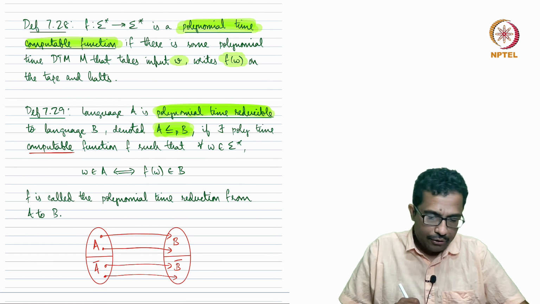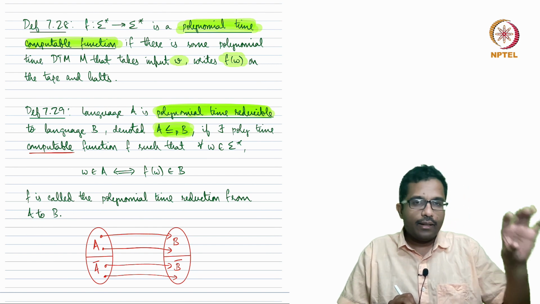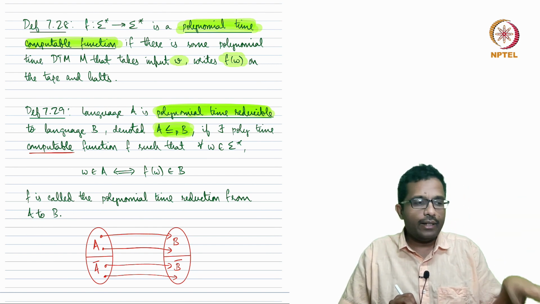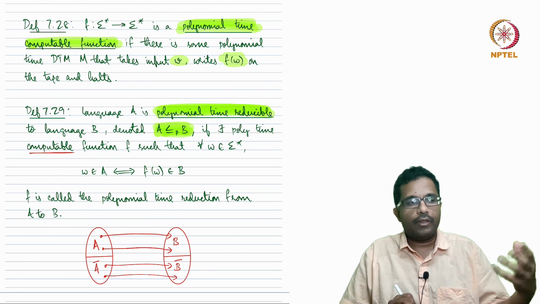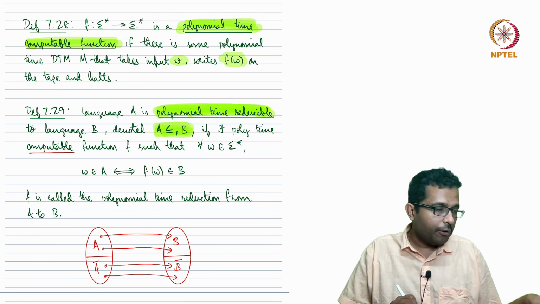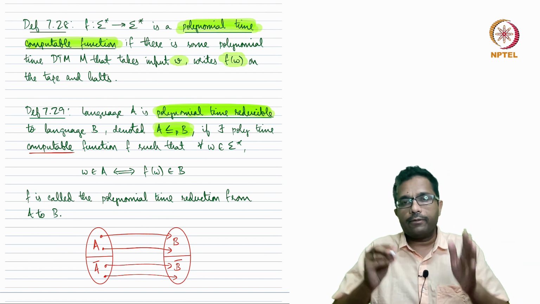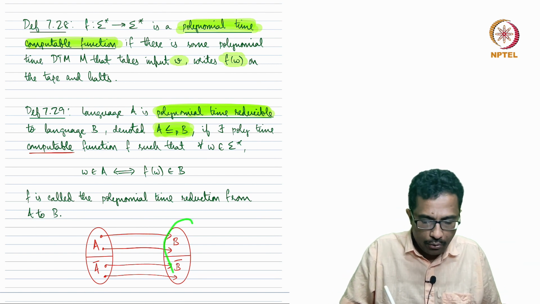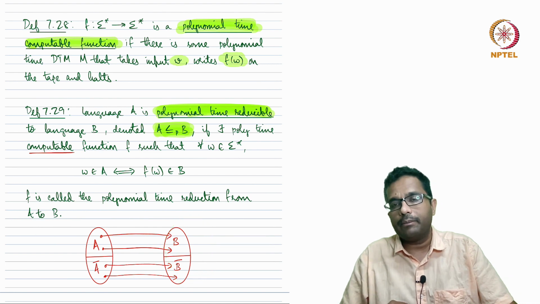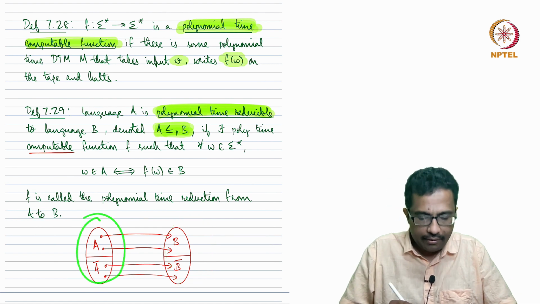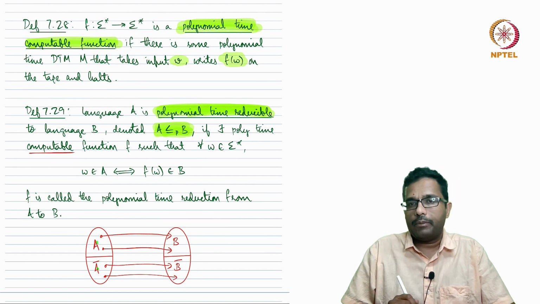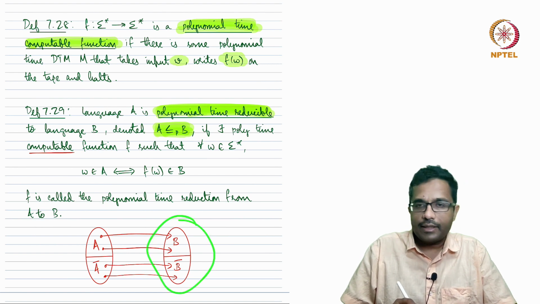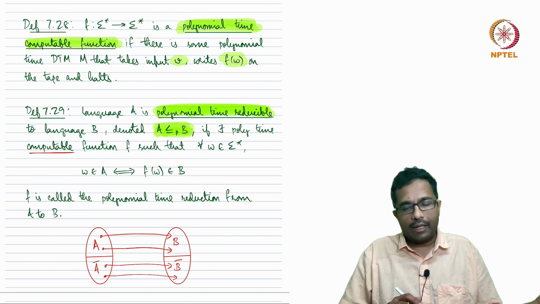The goal is, given a string that we don't know whether it is in A or not, we want to transform it into the domain of B. And suppose we know how to test membership in B. We don't know how to test whether some string is in A or not; it could be in A or it could be in A complement. But we know how to test membership in B. Then we can transform the instance.